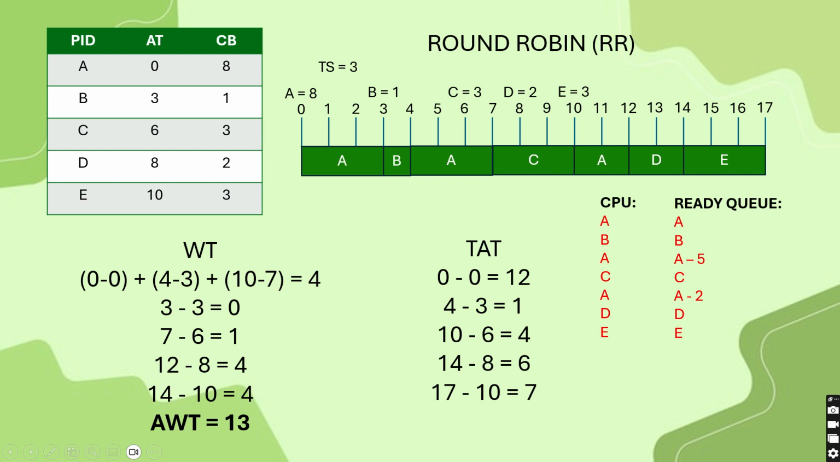For process B it is 4, minus the arrival time of 3, equals 1. Process C is 10 minus the arrival time of 6, equals 4. Process D is 14 minus the arrival time of 8, equals 6. And process E is 17 minus the arrival time of 10, equals 7. Adding them, 12 plus 1 plus 4 plus 6 plus 7 sums to 30. And that is why the total turnaround time is 30.